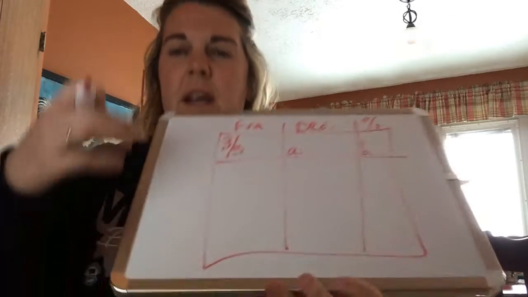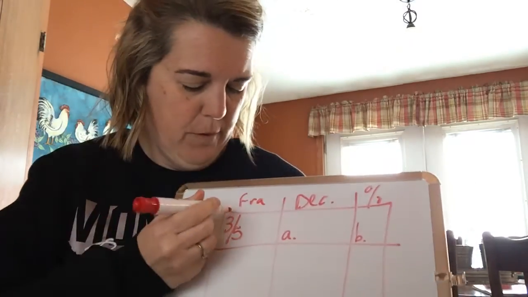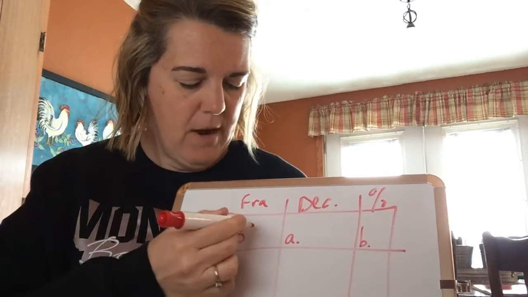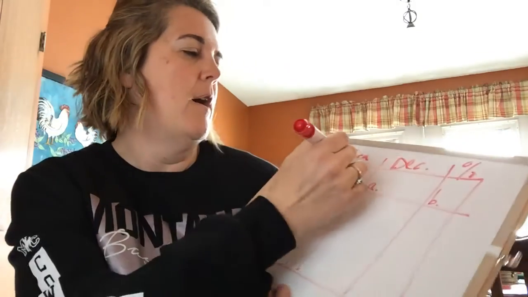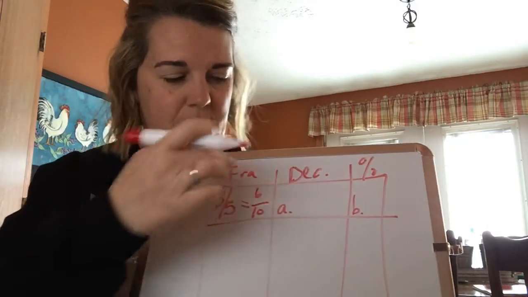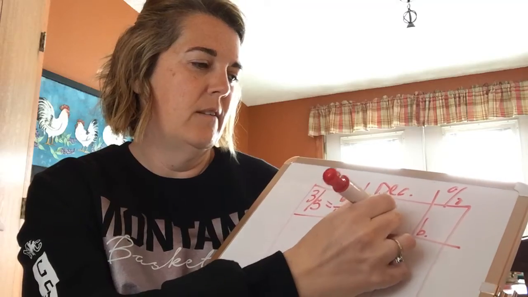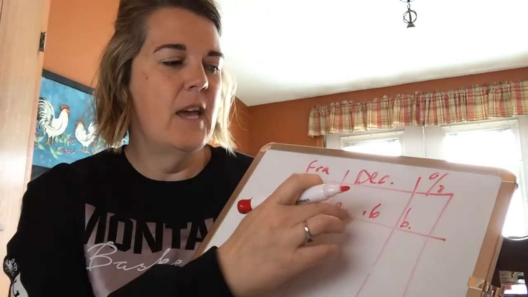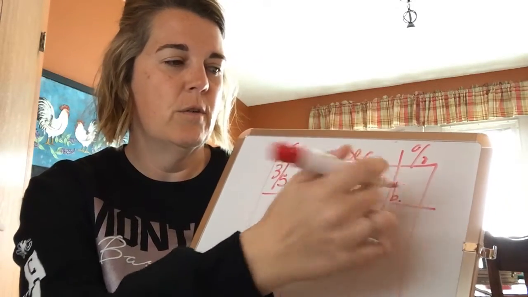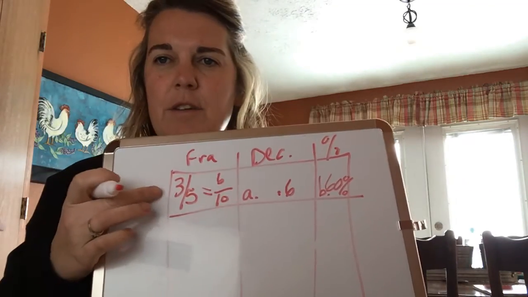So can I easily make this into tenths? I can. So I multiply by 2 here and by 2 here. Whatever I do to the bottom, I have to do to the top, right? So this is going to equal 6/10, right? That makes it easier to go to your decimal. Now 6/10 is just 0.6, right? And then your percent for 0.6 is, I move the decimal twice, so 1, 2, and I'm gonna get 60%. Okay? Make it easy on yourself if you have to.